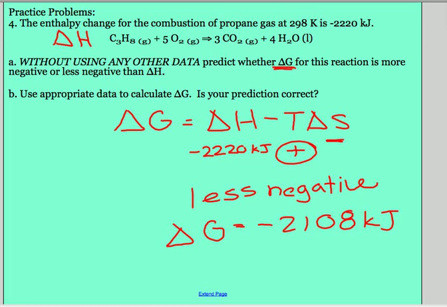And if you calculate it, you don't have to spend your time calculating it, but if you do, you get negative 2,108 kilojoules, which is less. So that entropy is actually making it less spontaneous because we have less freedom being given off. And I know it's kind of something you got to wrap your head around. It's not something that's easy on this one.